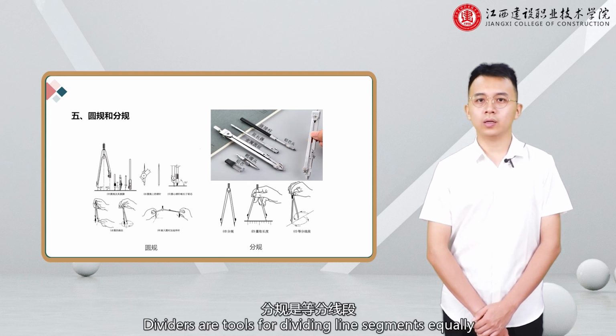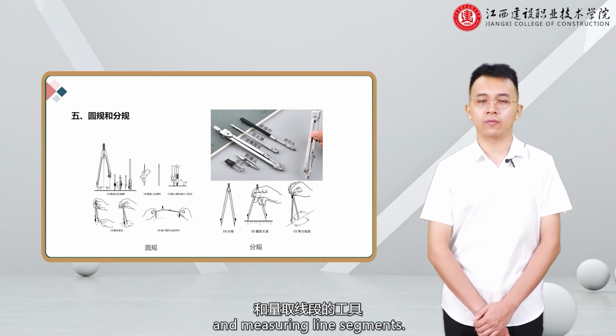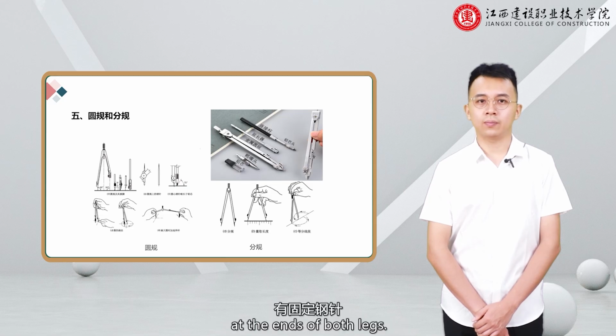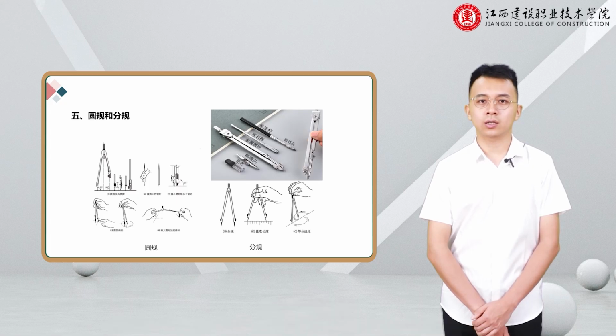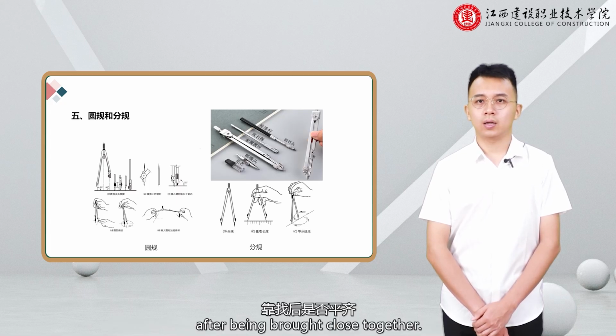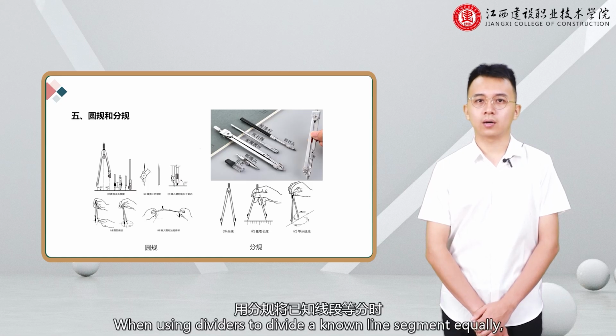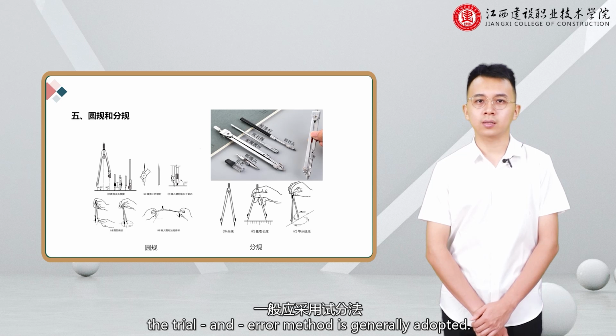Dividers are tools for dividing line segments equally and measuring line segments. Fixed steel needles are installed at the ends of both legs. When using them, it is necessary to first check whether the needle tips of the 2 legs of the dividers are flush after being brought close together. When using dividers to divide a known line segment equally, the trial and error method is generally adopted.